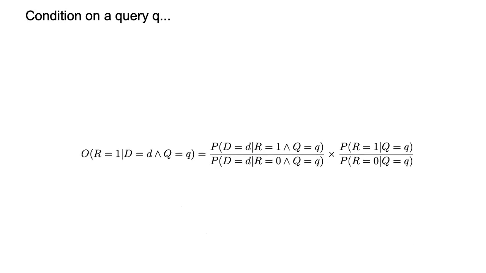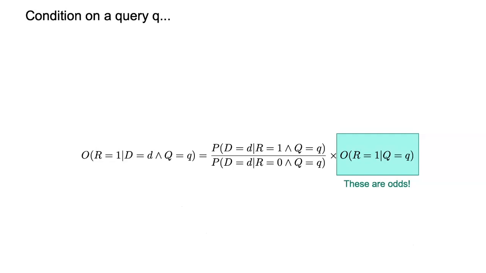And I can even continue, right? I can do this. What do I have on the right? This is again an odds. It's the odds of relevance given query Q, right? So I can rewrite it in that way.